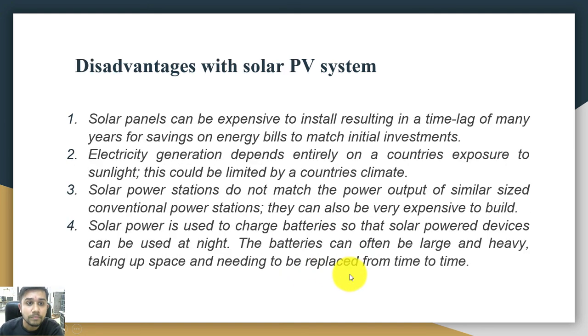But the disadvantages of the solar PV system: it is really expensive. The initial cost is very high. This results in a time lag of many years for savings on energy bills to match the initial investment. This means the payback period is very long compared to the initial investment. Electricity generation depends entirely on a country's exposure to sunlight, which could be limited by its climate. Solar power stations do not match the power output of similar sized conventional power stations. They can also be very expensive to build and require large space. Solar power is used to charge batteries so that the device can be used at night. The batteries are often heavy, take up space and need to be replaced from time to time.